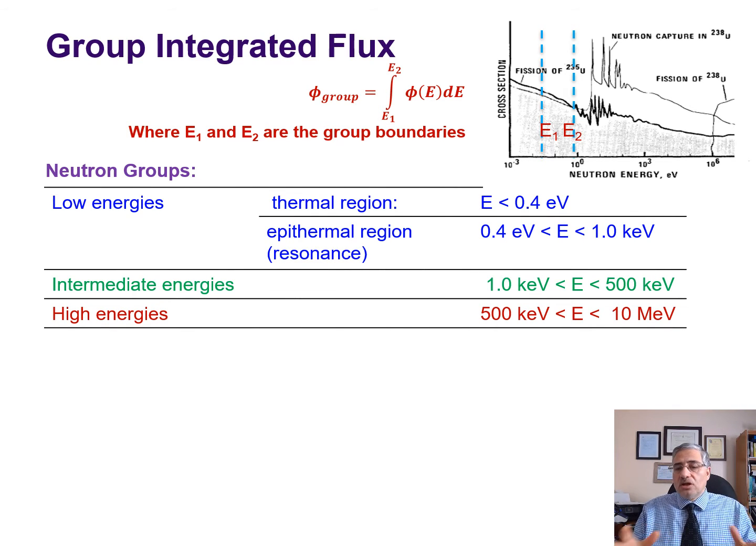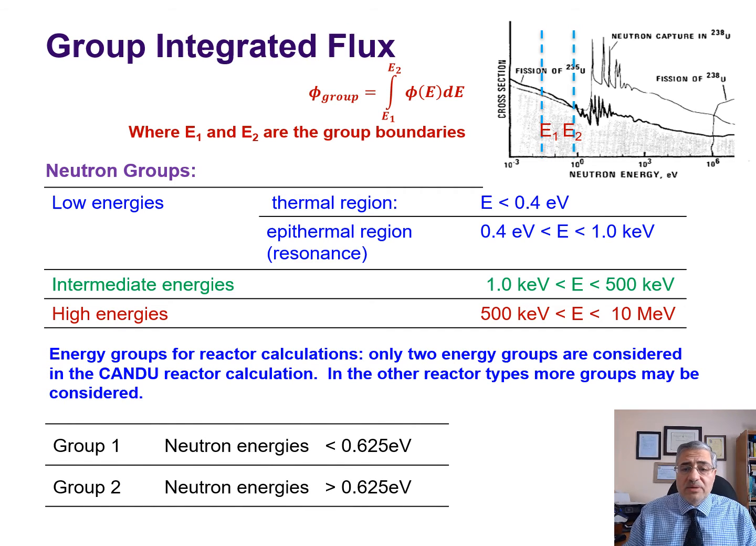Now, in general, we can classify the energy of the neutrons into thermal, which is less than 0.04 electron volt; epithermal, from 0.04 electron volt until 1 keV; intermediate, from 1 keV to 500 keV; and fast, or high energy neutrons, between 500 keV to 10 MeV. And you may find this classification differs from one book to another according to application.